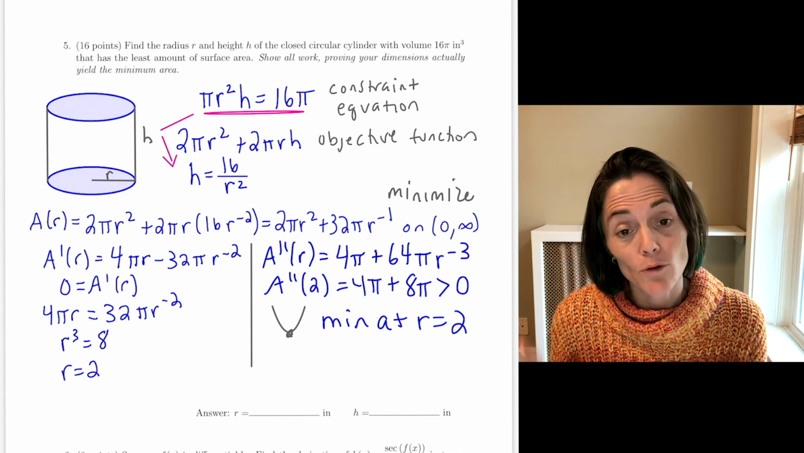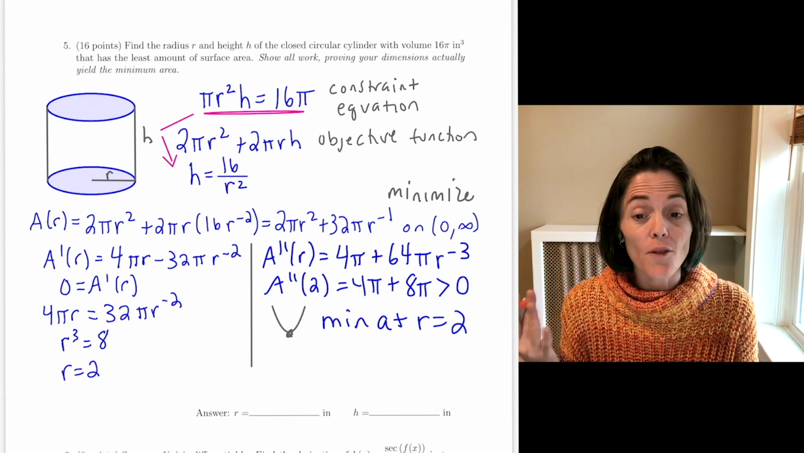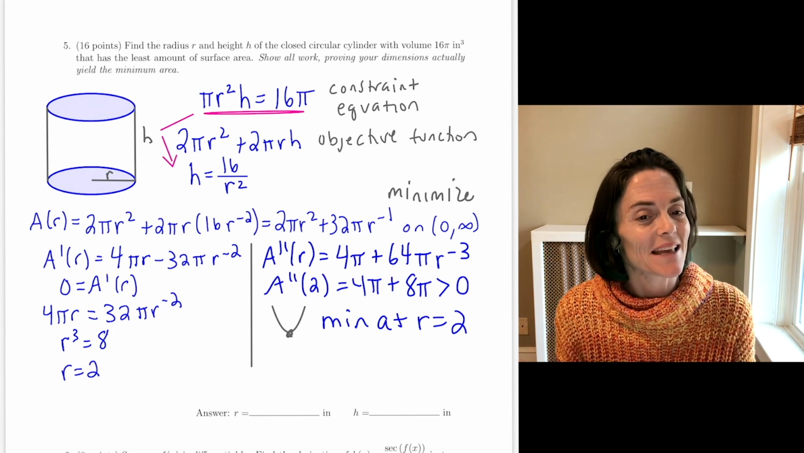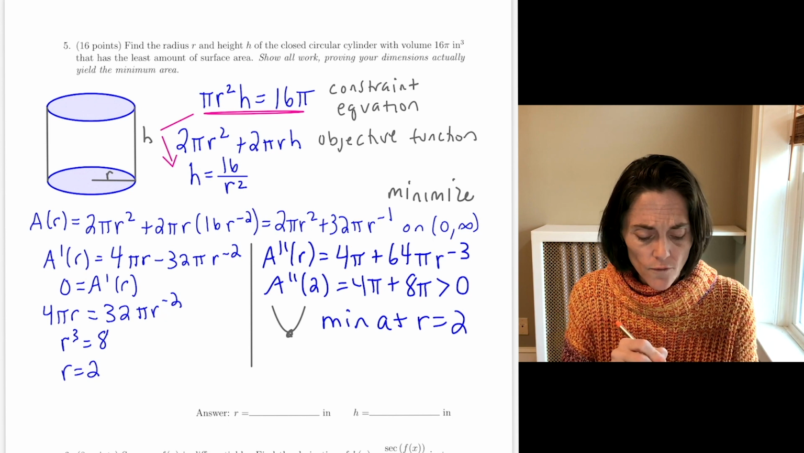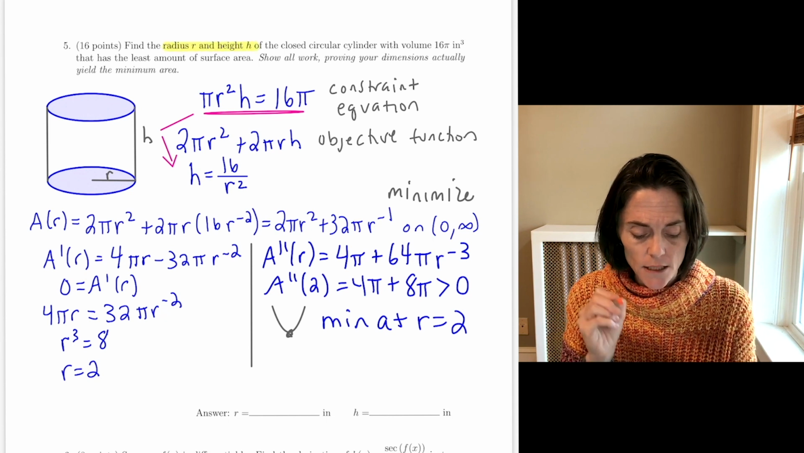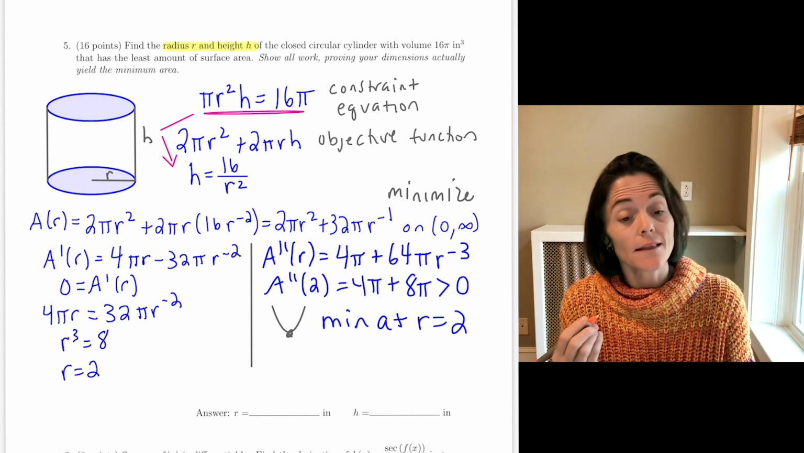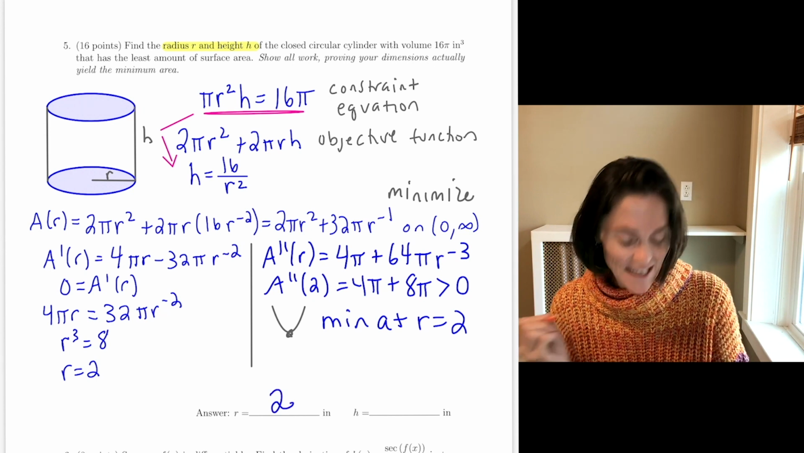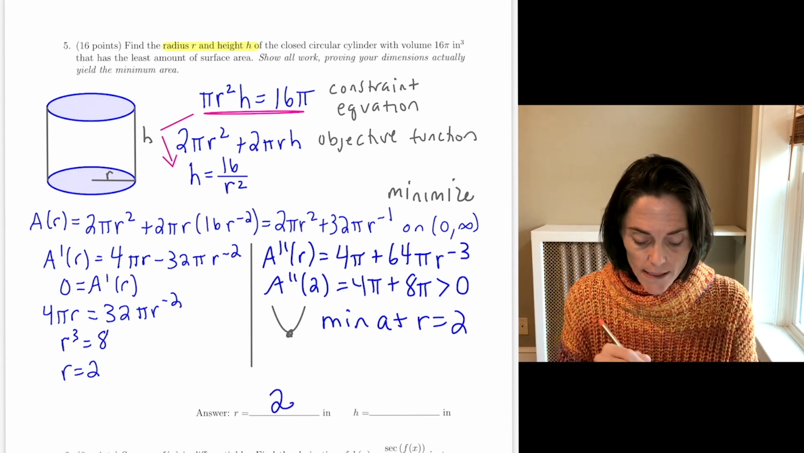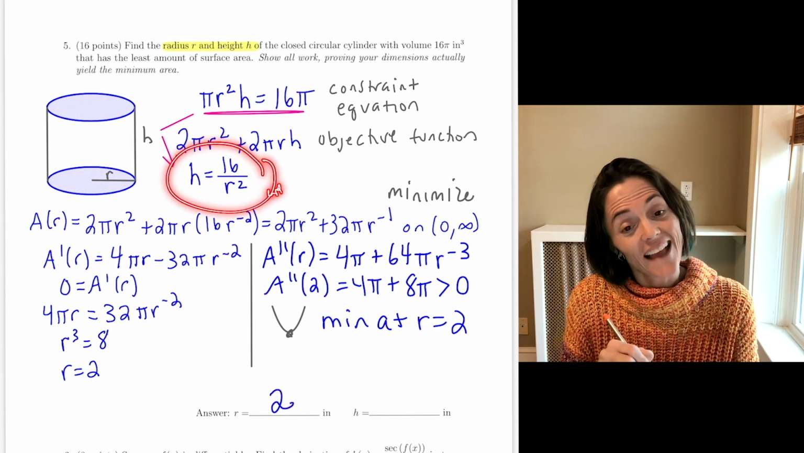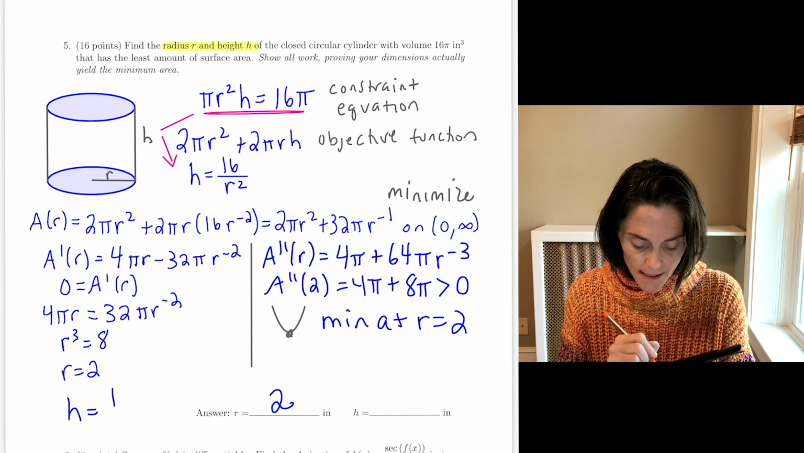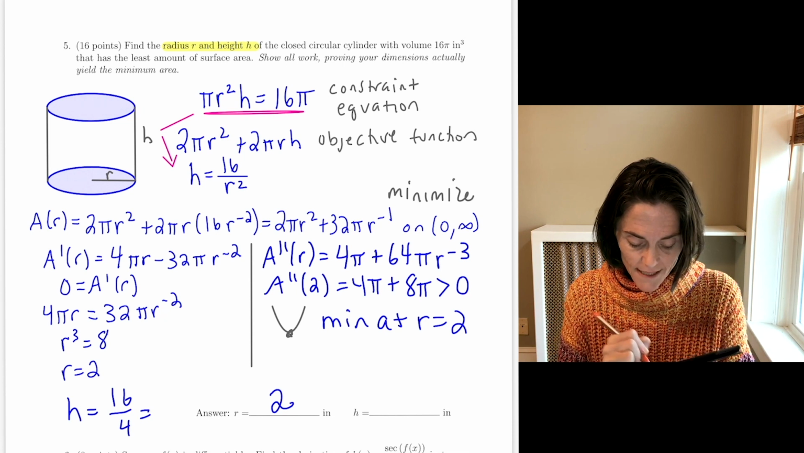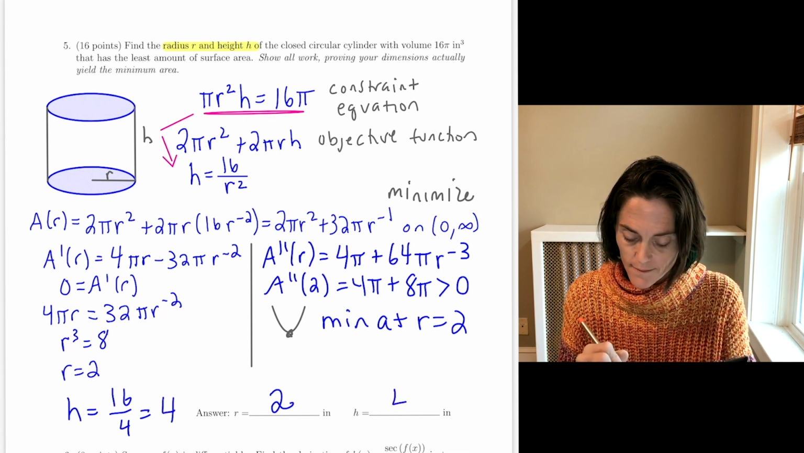Final step, we read the question because I've done all the work, but I haven't filled in my answer blanks yet. So we reread the question. We want to find the radius r and height h. That's what we report back. In fact, the r we have is 2. Now the h, I'll write it here: h will be 16 over 4, which is 4.